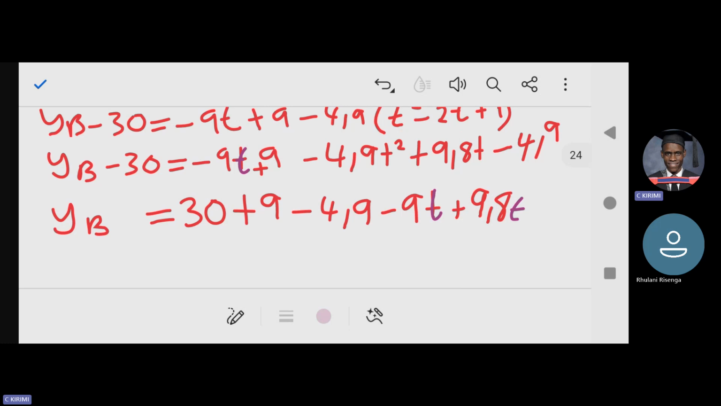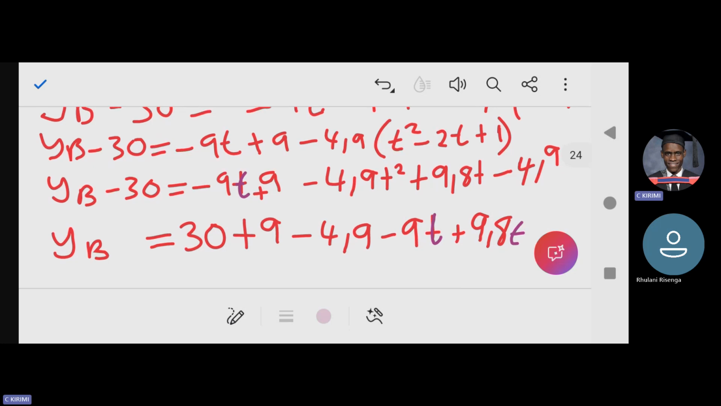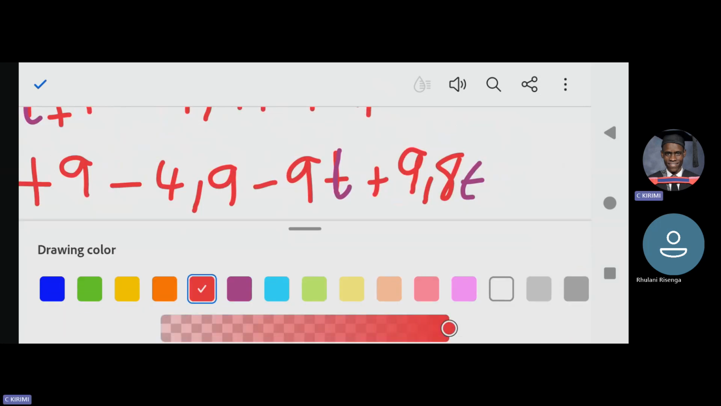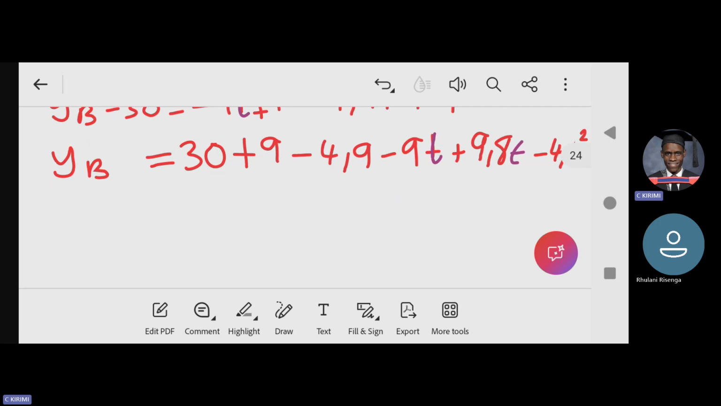So the T squared, how many are we having? We are only having one, isn't it? Yes, we are only having one, which is only minus 4.9 T squared. So which means we just add plus minus 4.9 T squared, which gives you minus 4.9 T squared. So this is our quadratic equation which we are having for YB.